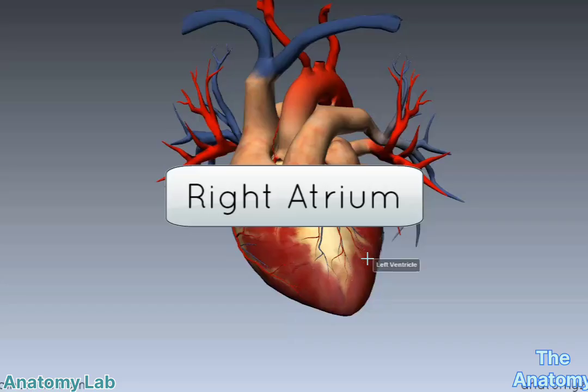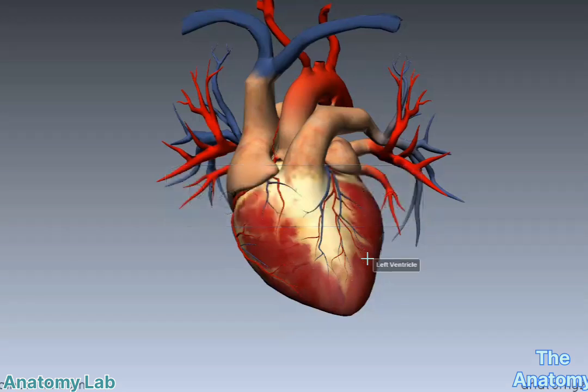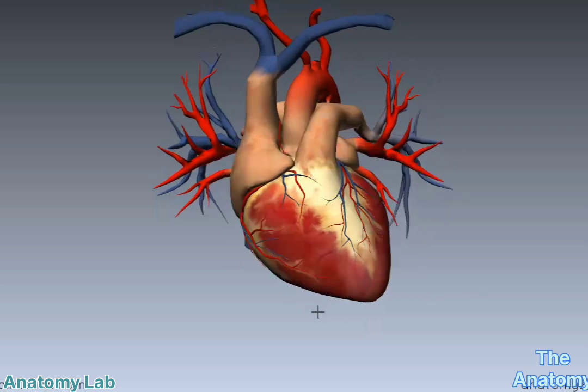Okay, so in this tutorial we're going to look at some of the features of the right side of the heart. We'll start off with the atrium and look at some of the external and internal features, and then we'll look at the right ventricle and look at some of the features internally and externally. So we'll start off by looking at the right side of the heart.